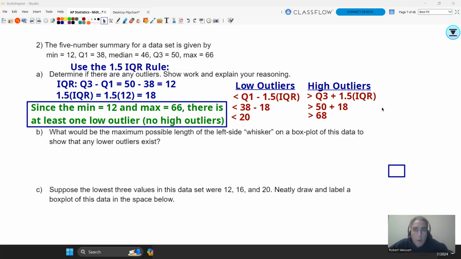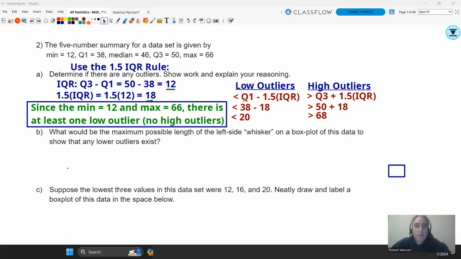All right, I have the work here. Let me walk you through what I did. So as far as the 1.5 IQR rule goes, you want to first get the IQR, which is Q3 minus Q1. So take your 50 minus your 38, and you're going to get 12. That's your IQR. Then take that number and multiply it by 1.5. 1.5 times 12 is going to give you 18. That's the number you're going to subtract or add for your quartiles, depending on which end you're at.